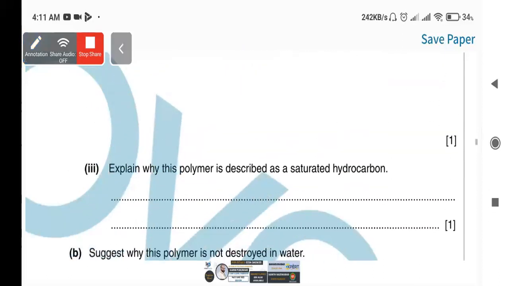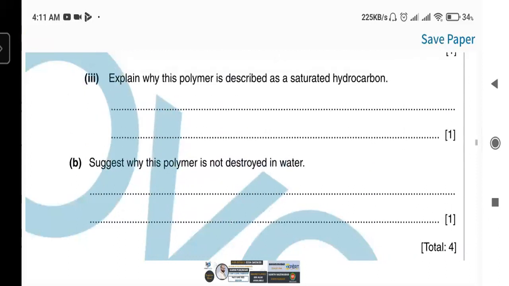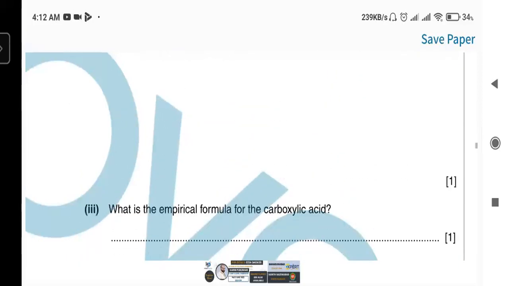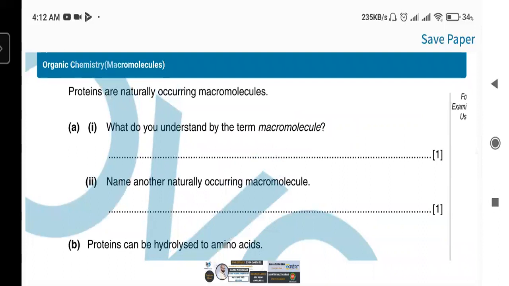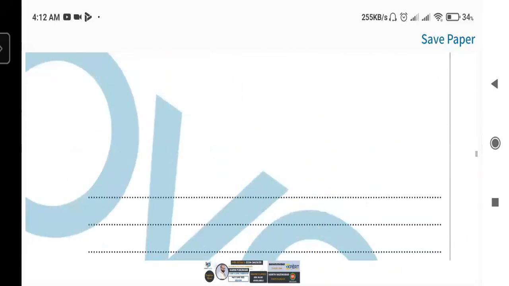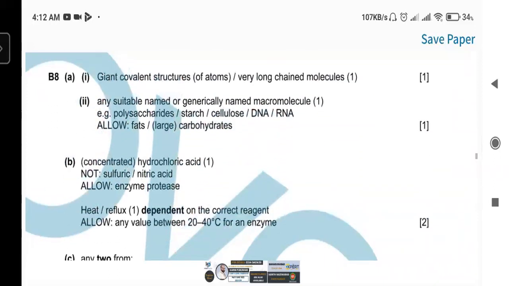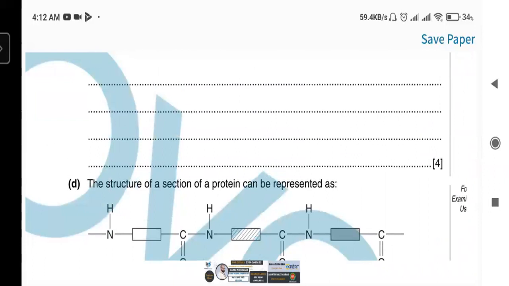This polymer is a saturated hydrocarbon. Why? Because all the bonds are single bonds, and it is not destroyed in water, because this is not a condensation polymer. That means there is no amide linkage or ester linkage. Okay, proteins are naturally occurring macromolecules. Macromolecules means very large molecules. Giant molecules, large molecules, long molecules are all synonymous.